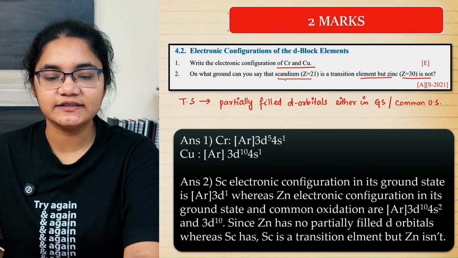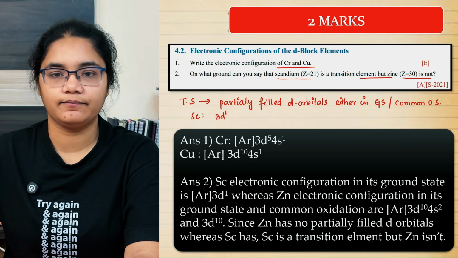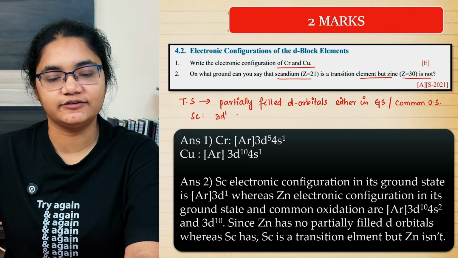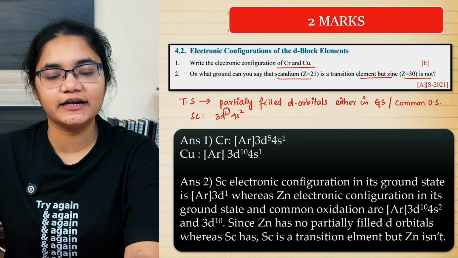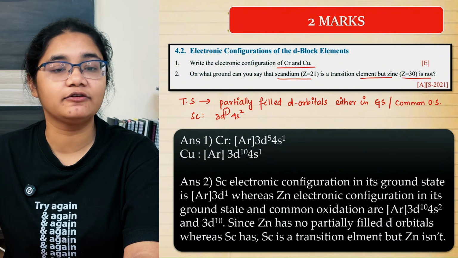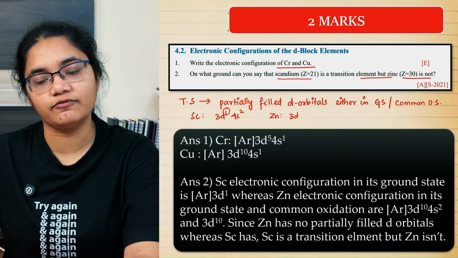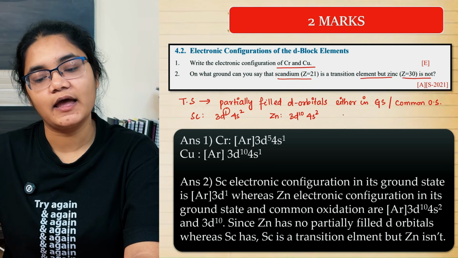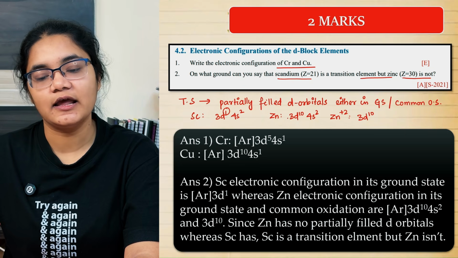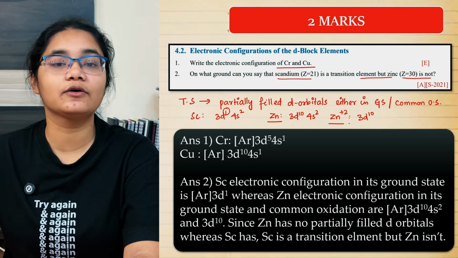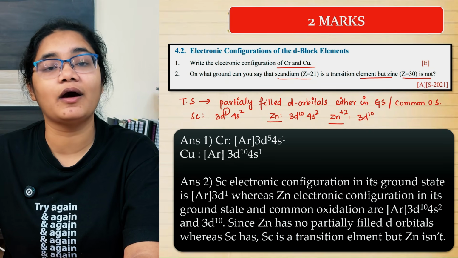Okay, now if you see, the scandium electronic configuration is argon 3d1 4s2. Scandium in its ground state has 1 unpaired electron, so it is a transition element. But if you talk about zinc, the zinc electronic configuration is 3d10 4s2, and in its common oxidation state, that is Zn2+, it is also 3d10. Now you see, both in the ground state and in the common oxidation state, the 3d orbitals remain 10, meaning they have no unpaired electrons.